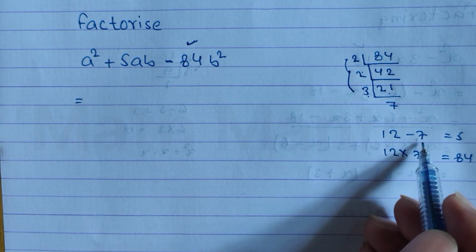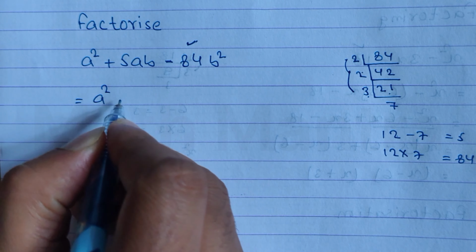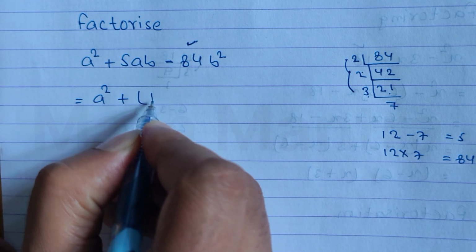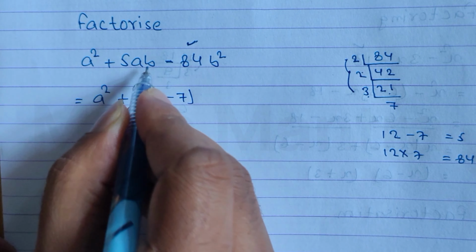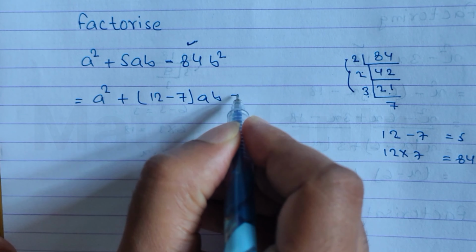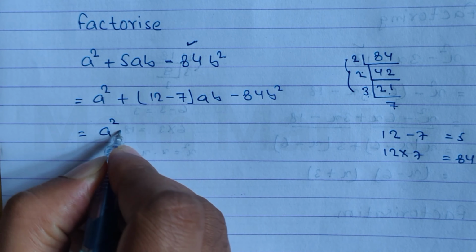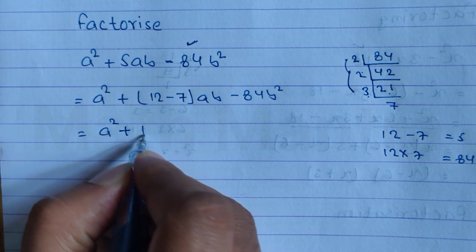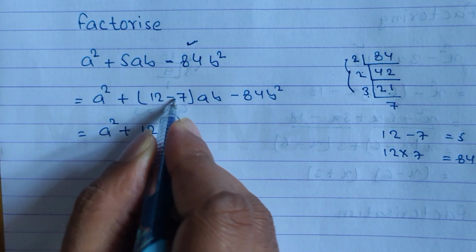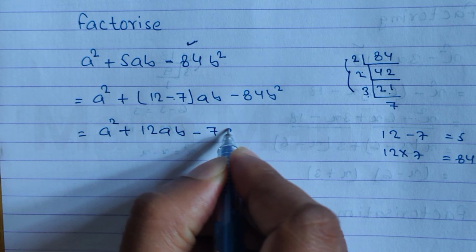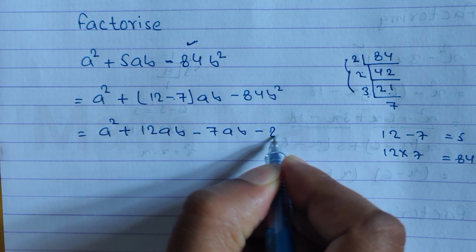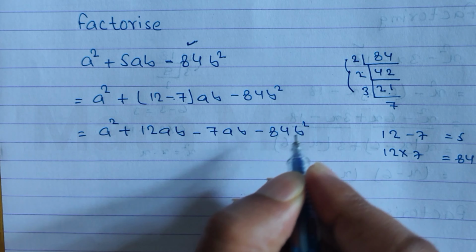So what are the numbers? 12 and 7. So we can write a square plus, in place of 5 we write 12 minus 7, ab, minus 84b square. After this: a square plus 12ab, minus 7ab, minus 84b square.